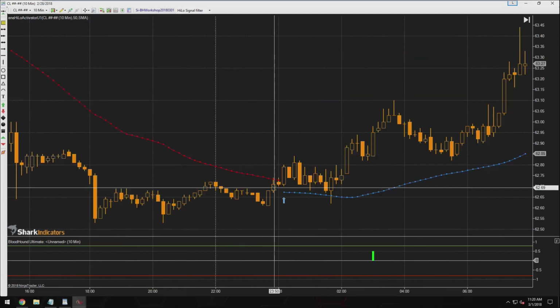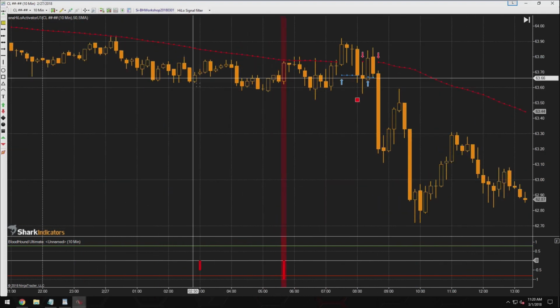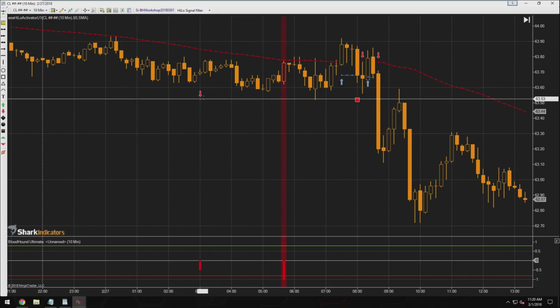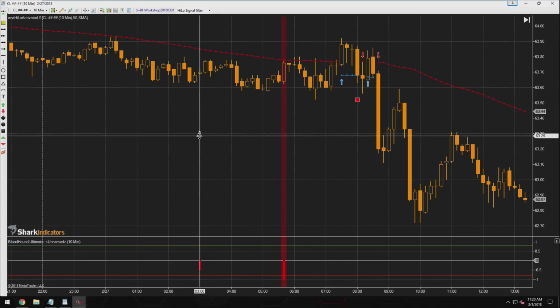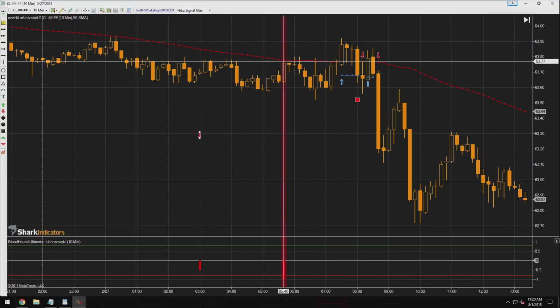Let's take another look back here. Great. So here is our 3 a.m. bar right there. And price finally comes back and touches the high-low indicator for a little bounce off that.